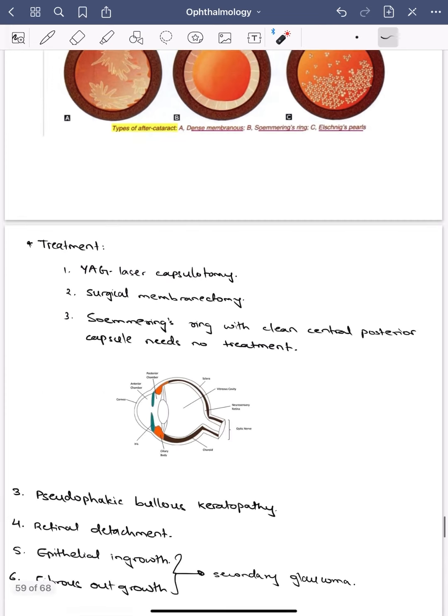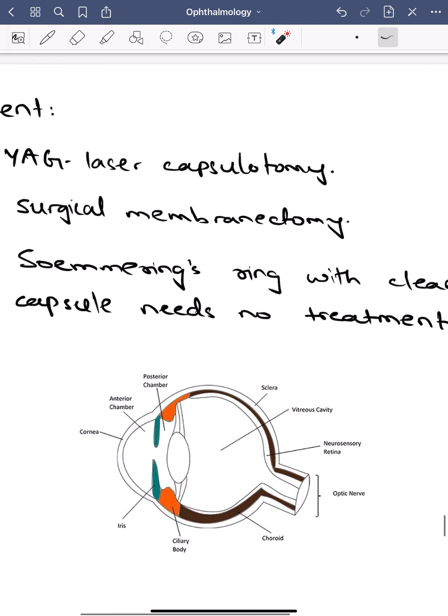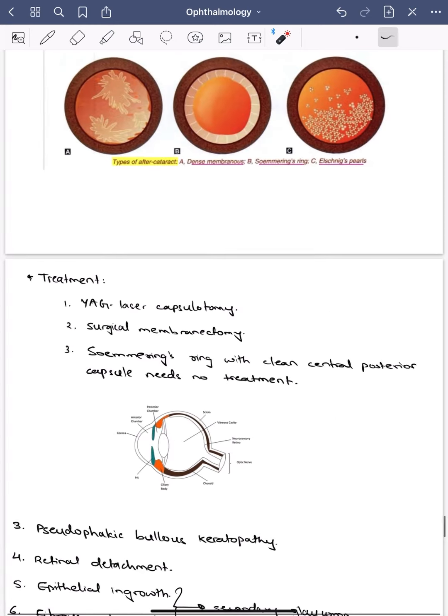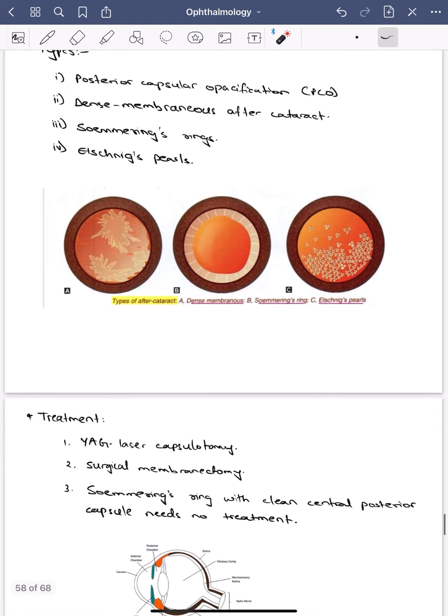Now the treatment of after cataract. For posterior capsular opacification, a YAG laser capsulotomy, that is, you make a hole in the posterior capsule so that the visual rays can pass. If you look into this diagram, you pass a laser and you make a hole in the posterior capsule. Now this will allow light rays to pass and vision can be improved. So the treatment for posterior capsular opacification is YAG laser capsulotomy. Surgical membranectomy can be done for dense membranous after cataract and Elschnig's pearls.